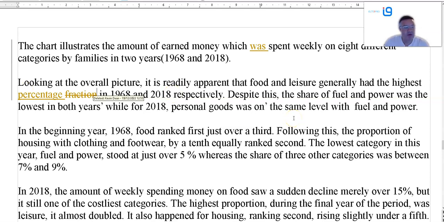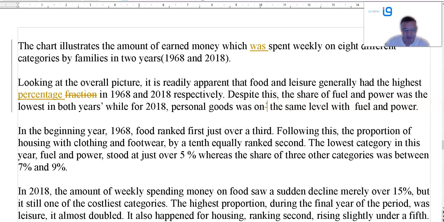Despite the share of fuel and power was the lowest, in goods, it was on the same level with fuel and power. Again, it's not identifying the key, the big picture. Out of the 8, 5 went up or down, 3 went down or up. That's the key features. That's what it's talking about. You have to mention those. Then, what's the biggest? What's the smallest?